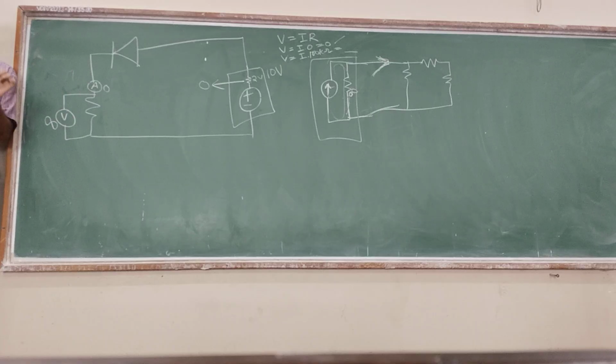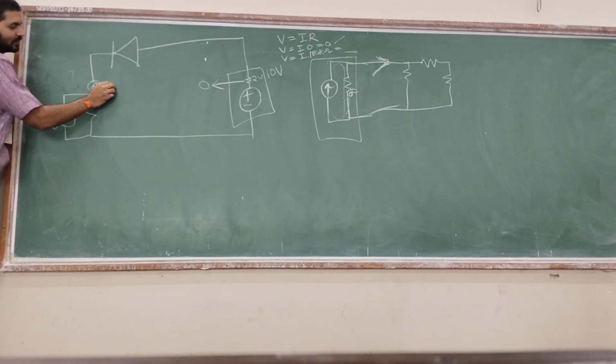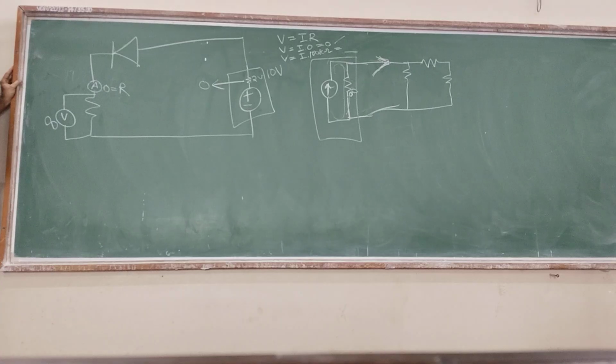So when I connect the ammeter in series, it should not affect the current, it should only measure the current. How can it measure the current and not affect the current when its resistance is 0? What effect does zero resistance have on the current? What effect? No effect. Current will flow as it is, and I will simply measure it. Okay. So resistance of ammeter is 0.